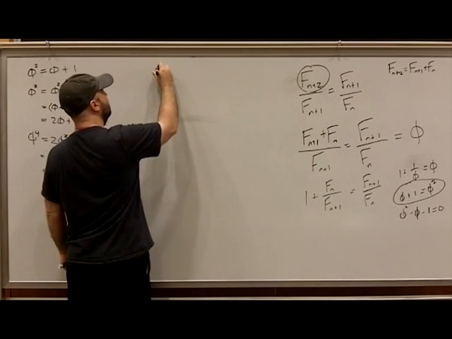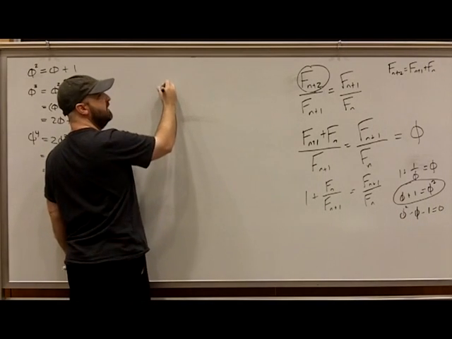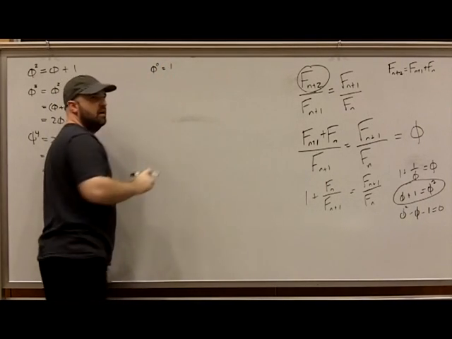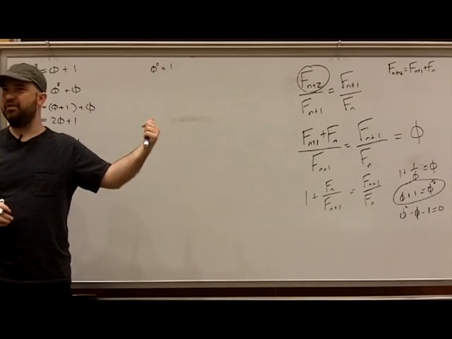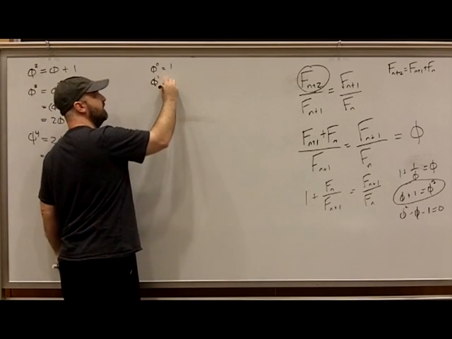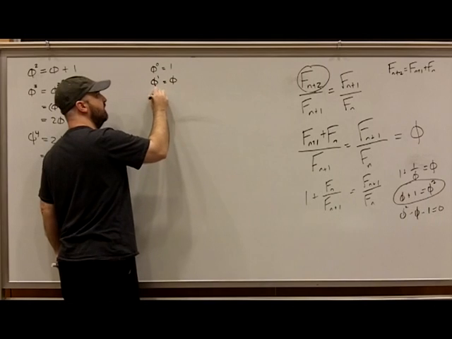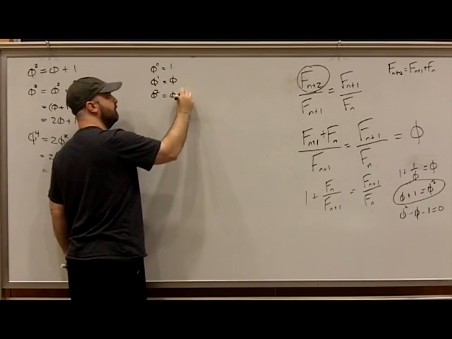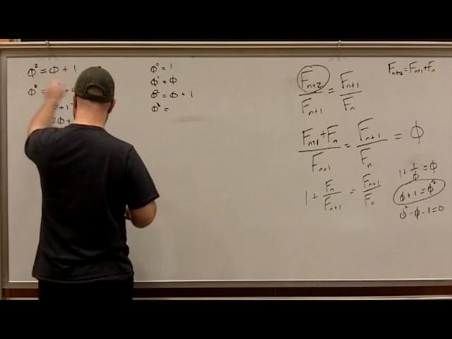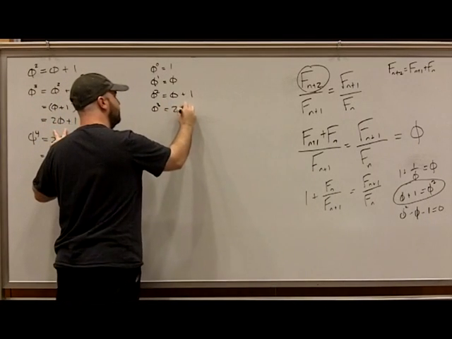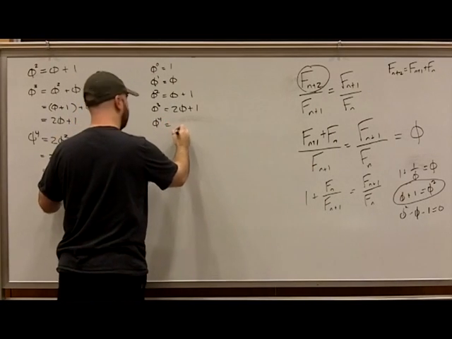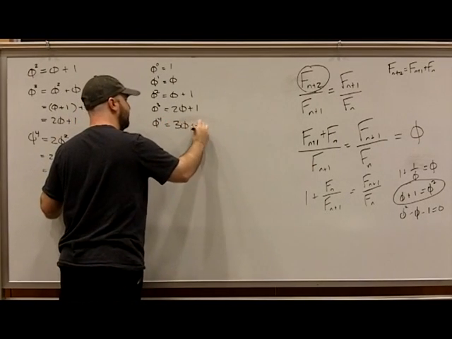So I'm going to keep track of this. Let's see. Phi to the 0 is 1. I'm going to go backward, and I'm going to replace the ones that I don't have equations for yet. Phi to the 1st is phi. Phi squared is phi plus 1. Phi cubed is 2 phi plus 1. And we just found that phi to the 4th is 3 phi plus 2.